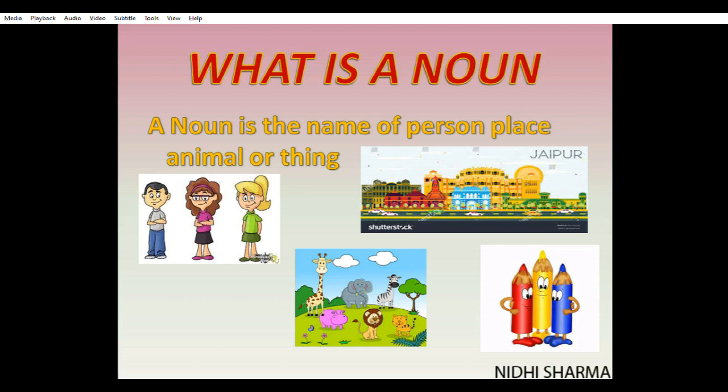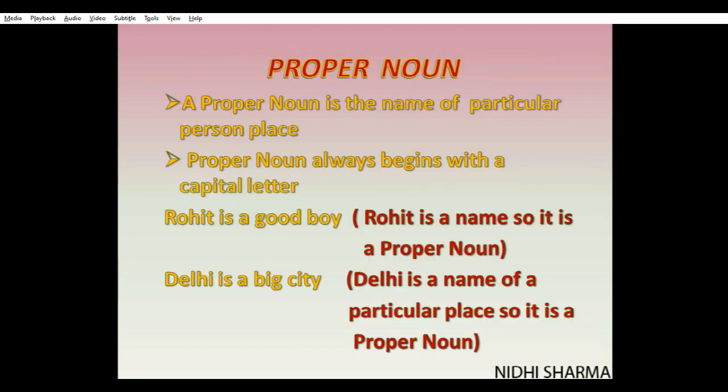What is a noun? A noun is a name of person, place, animal or thing. So, the first type of noun is proper noun, as you had already learnt in your previous class. So, what is the meaning of proper? Proper actually means something that is perfect, that is accurate. It is the first thing that comes to your mind whenever this word proper is used, isn't it?